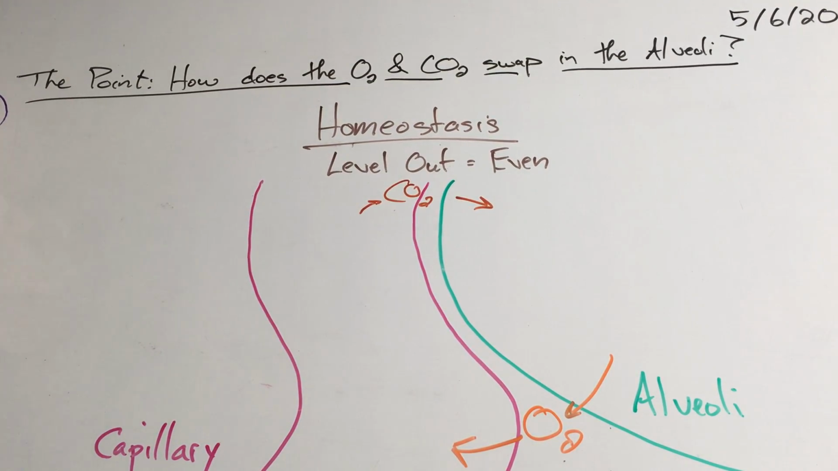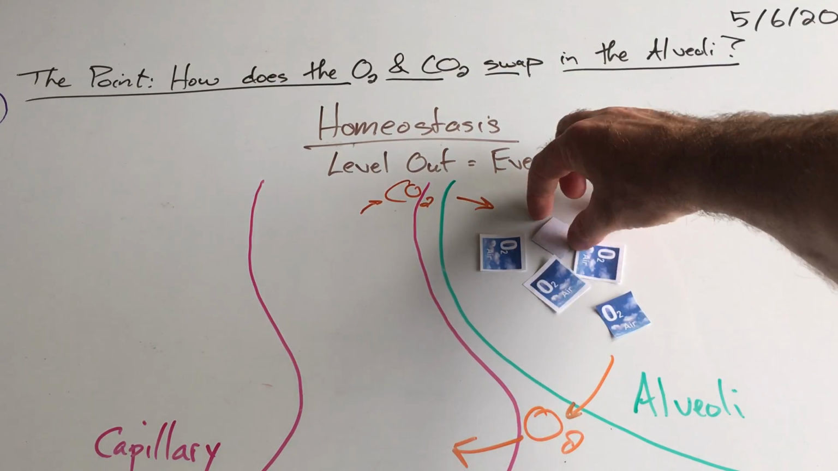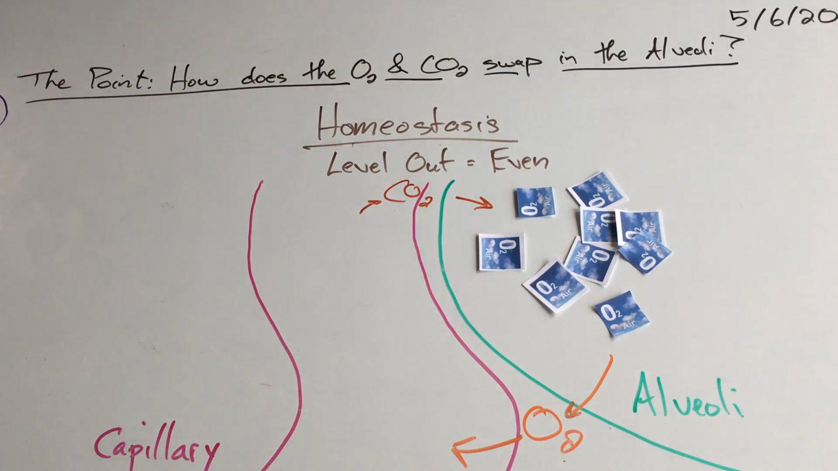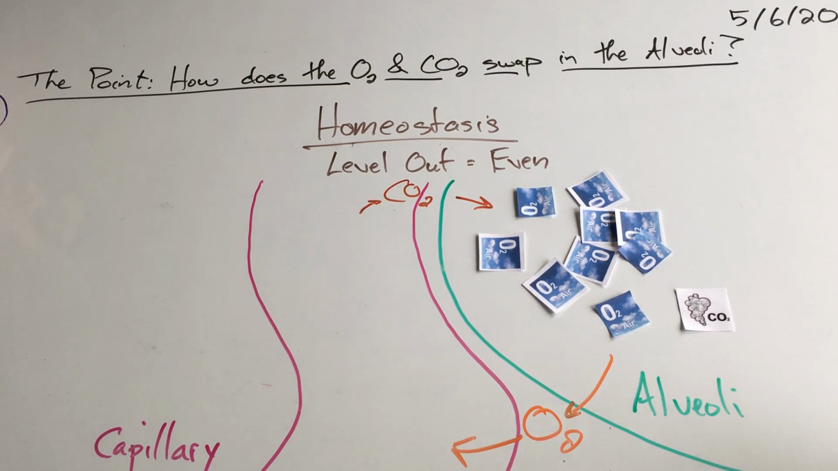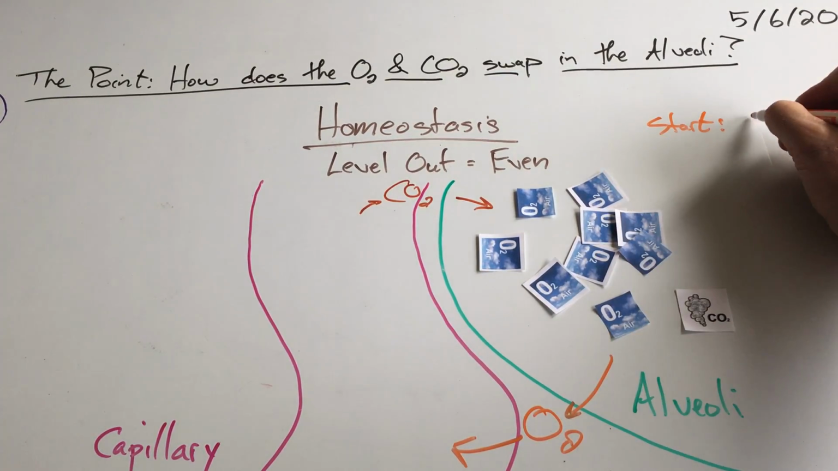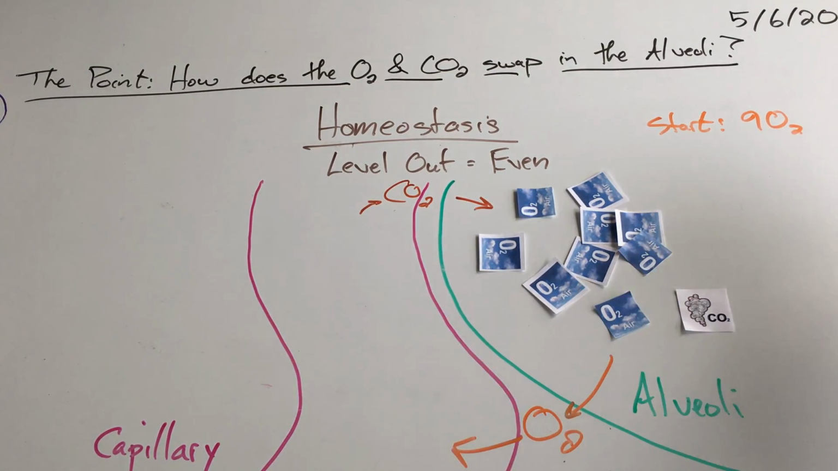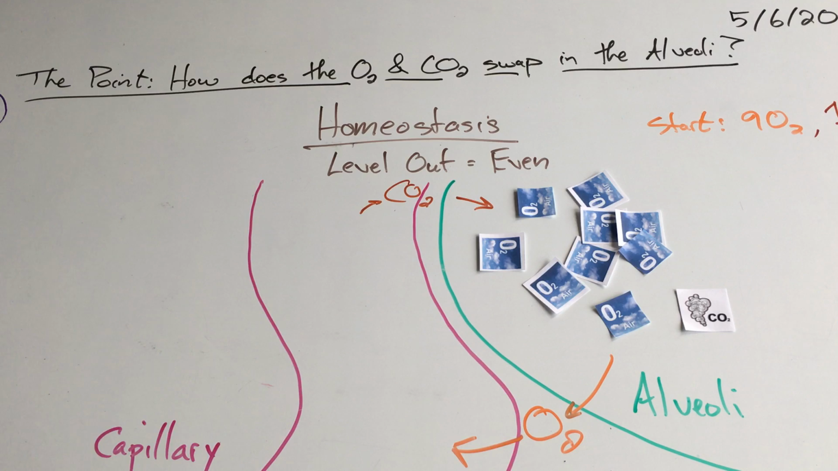So if I breathe in a bunch of oxygen, I don't know, let's go crazy. Let's say 9 oxygen. 1, 2, 3, 4, 5, 6, 7, 8, 9. And we'll say, I don't know, there's 1 carbon dioxide. So in the air, we're going to say the air starts with 9 oxygen and 1 carbon dioxide. So that's how it's going to start.